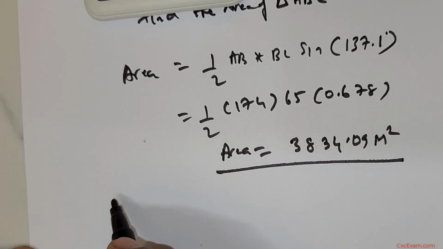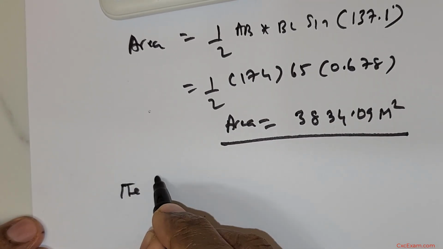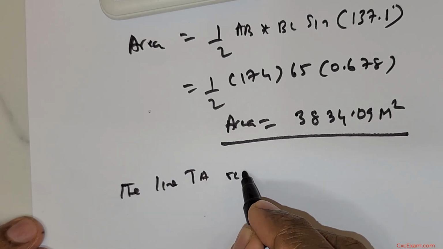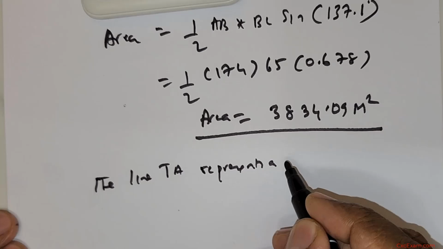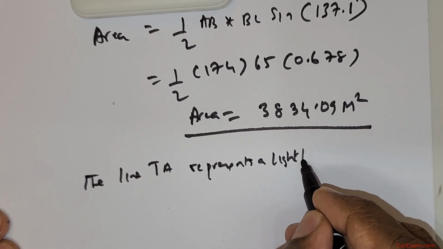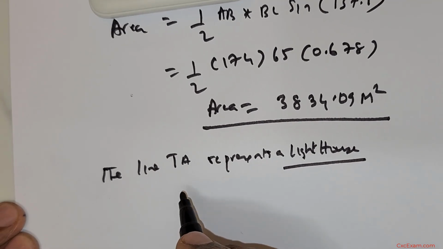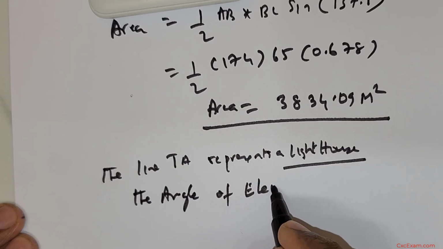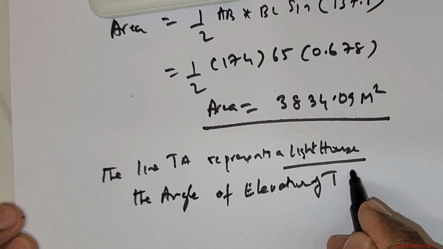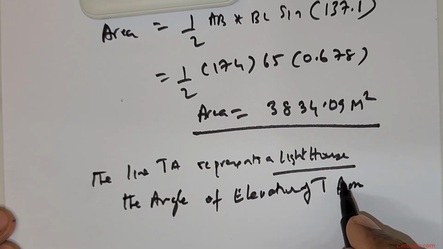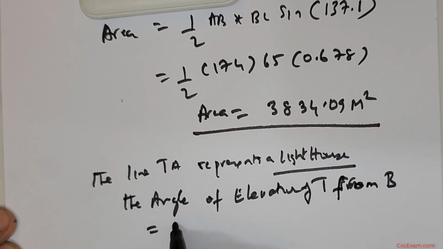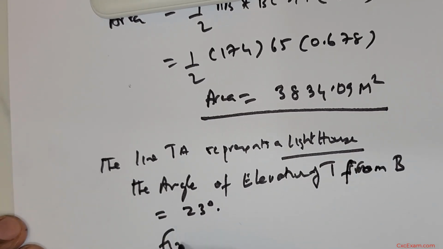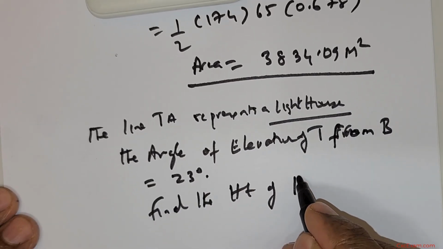Now we got the next part. The next part says that the line TA represents a lighthouse. The angle of elevation of T from B is 23 degrees. So we have to find the height of the lighthouse.